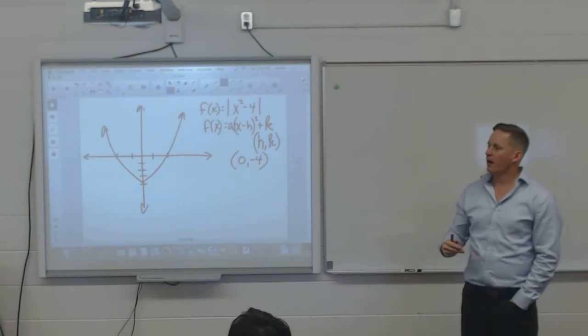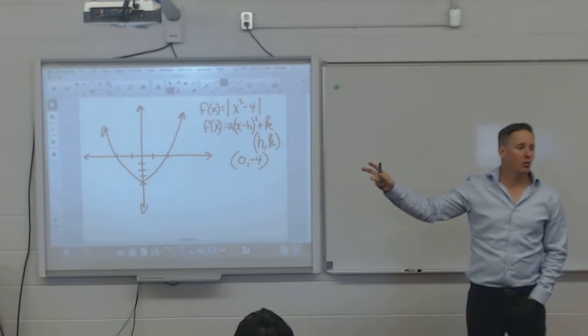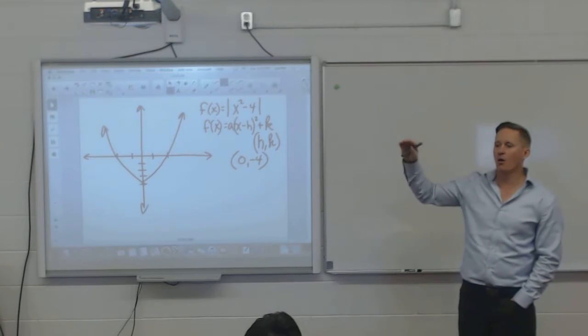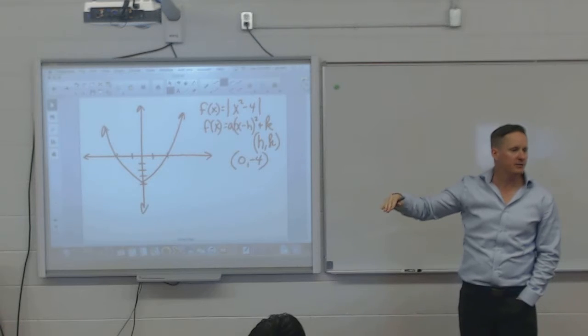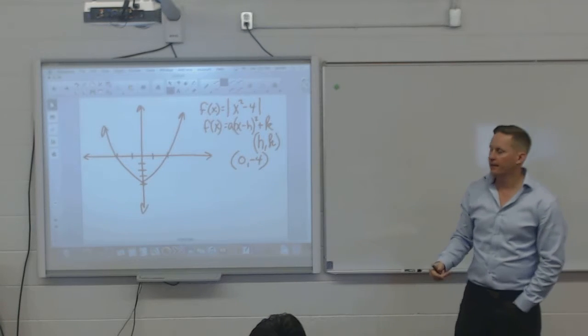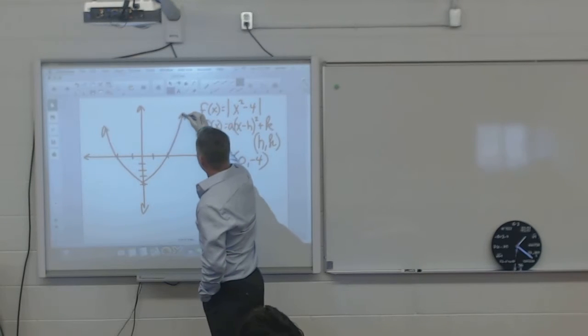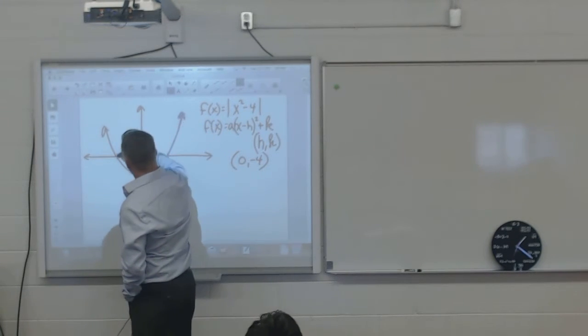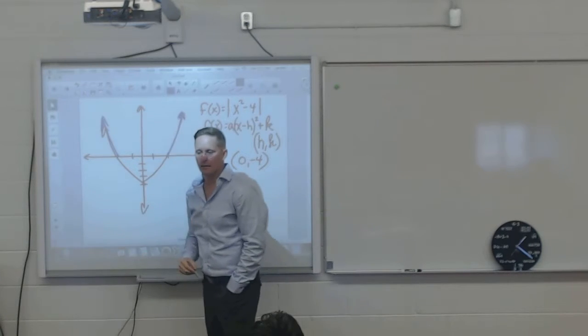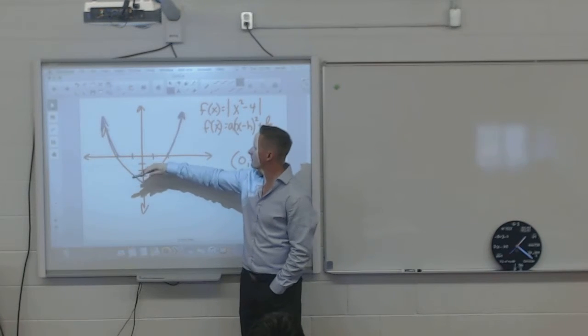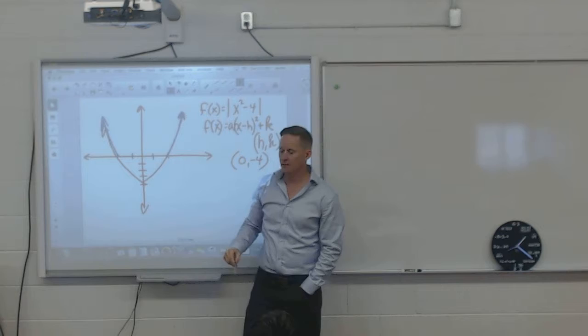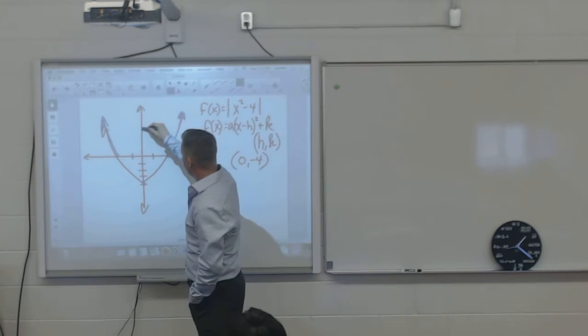Alright? Now, I want the absolute value of this, which means I don't want any y values being negative. But the ones that are positive stay positive. So this stays like this, and this on the bottom flips up. So down here comes up here.